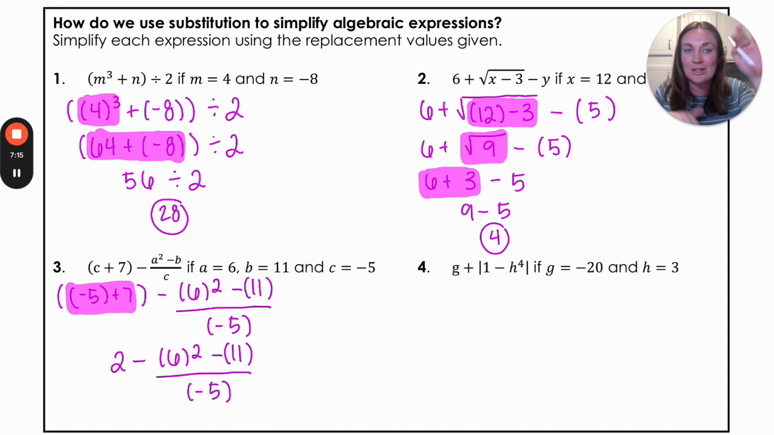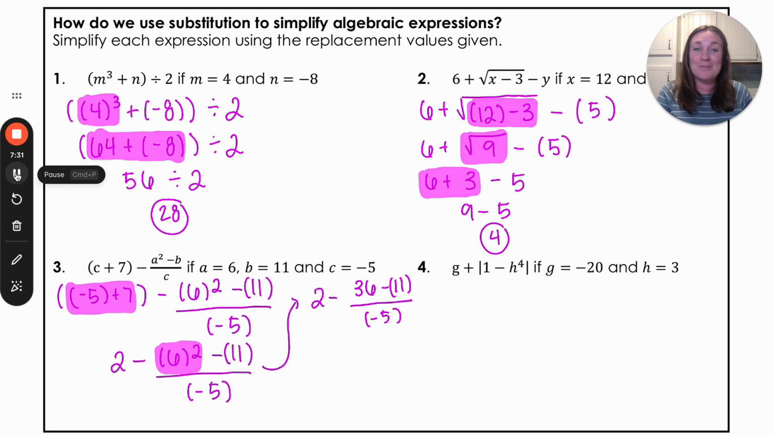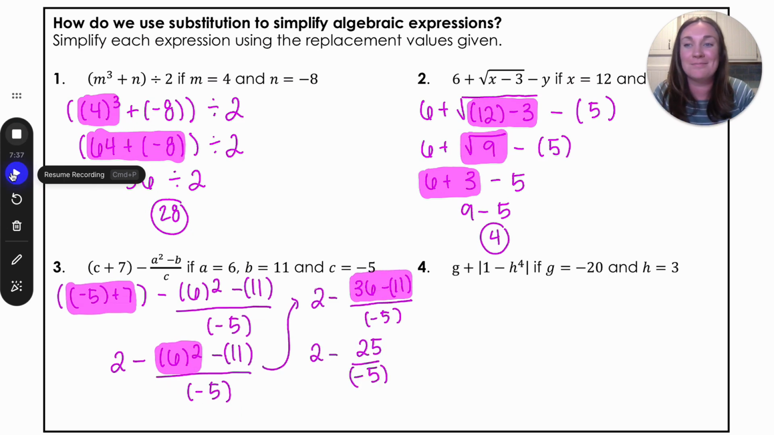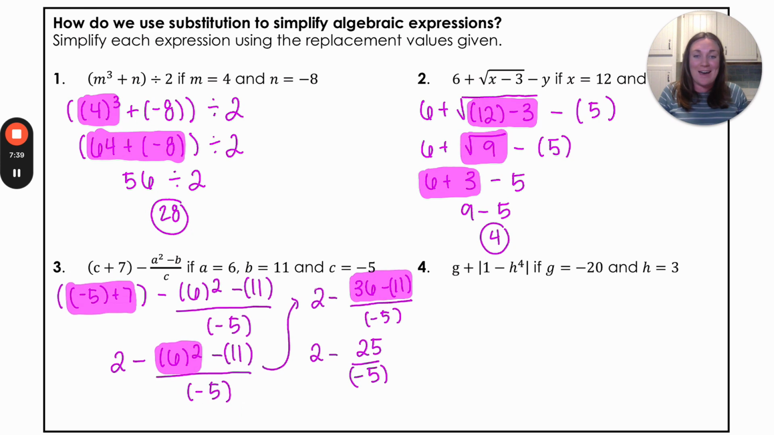Okay. Now we have another set of grouping symbols, right, with that big fraction. So again, I'm going to treat each part of those fractions, the top and the bottom, as 2 separate groups. So starting with this top group, I'm going to follow those order of operations again. So I'm going to worry about that 6 squared first. So 6 squared is going to give us 36. I'm going to keep simplifying that top part. So I'm going to take that 36 minus 11 to give me 25.